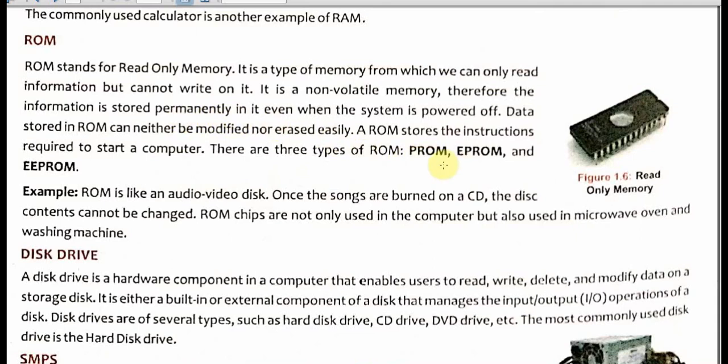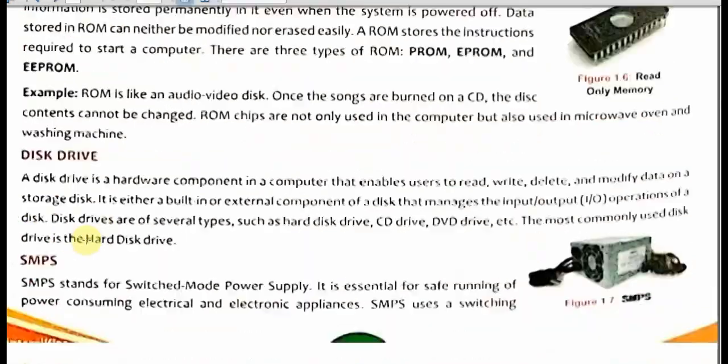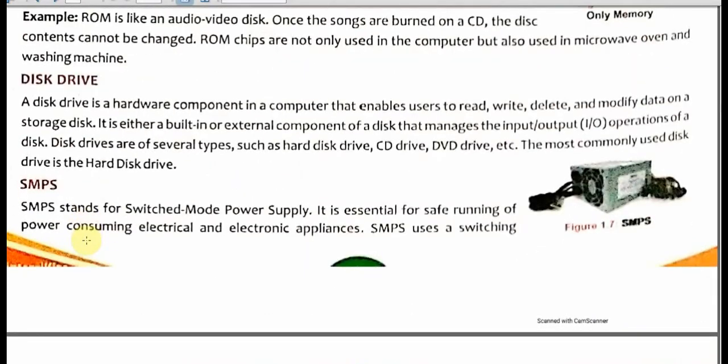Now, ROM is of three types. First is PROM, second is EPROM, and third is EEPROM. Now, ROM is like audio-visual disc. Once the songs are written on CD, the CD cannot be changed. ROM chips are not only used in computer but also in oven, washing machine or your mobile device, so that you can switch off or reboot your system.